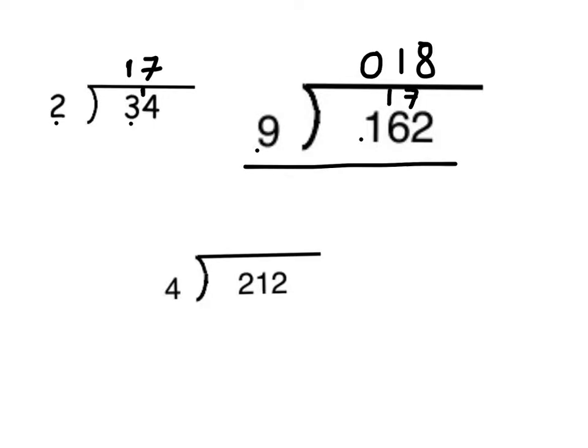Let's look now at the last example. 212 divided by 4. So first I say how many 4's go into 2? Well, again, there is 0 as 2 is less than 4. So I carry on my 2. How many 4's into 21? Well, that goes 5 times, carry 1. How many 4's into 12? Goes exactly 3 times. So my answer is 53.